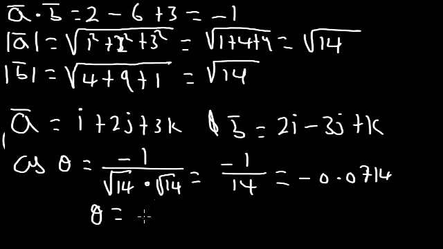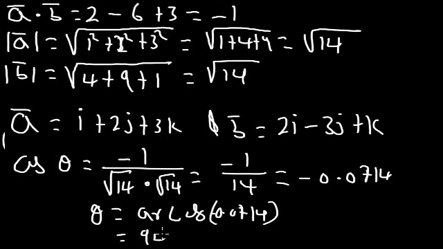So theta will now be the arc cosine of negative 0.0714. That will eventually be 94.1 degrees, which is the angle between those two vectors. And that is it for this problem.